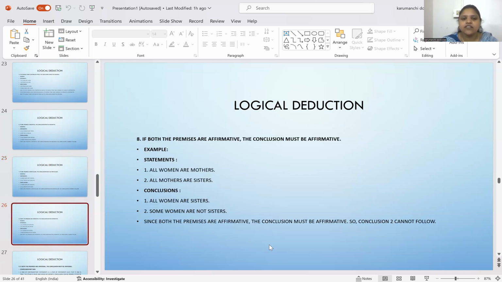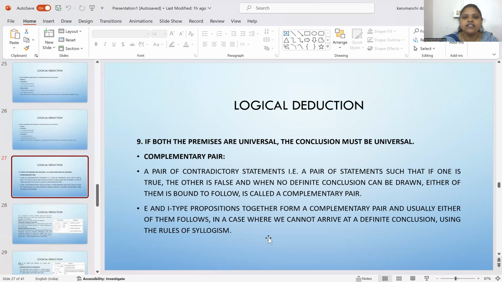The eighth rule is if both the premises are affirmative, the conclusion must be affirmative. If we see this example, in both statements the quantifier is all. All women are mothers, all mothers are sisters. In conclusion, all women are sisters, some women are not sisters. Since both the premises are affirmative, the conclusion must be affirmative. So the second conclusion will not come under this rule. And the ninth rule is if both the premises are universal, the conclusion must be universal.